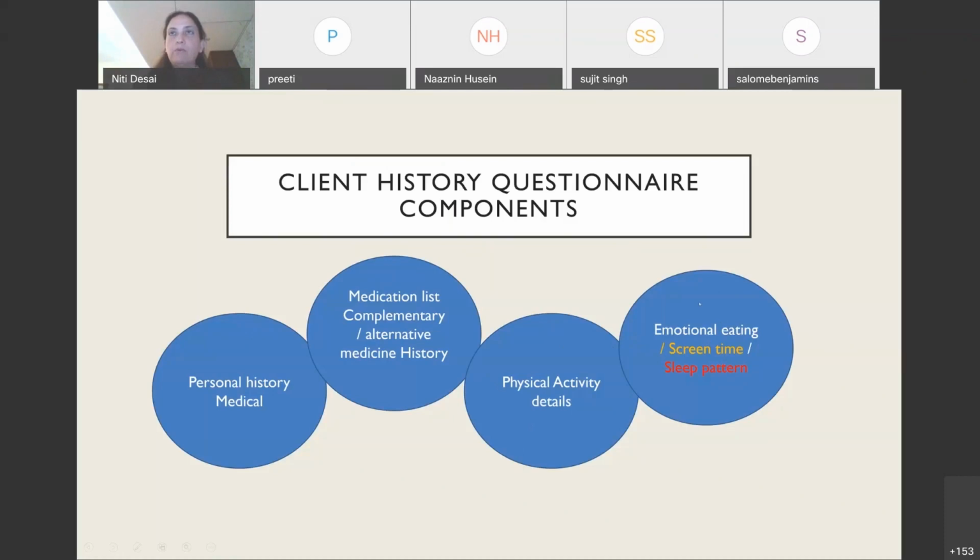The other three components: whether there is emotional eating, and these two new components which have come in are extremely important: the screen time spent and also the sleep pattern, which I think have become even more important in this lockdown period, where things have just gone haywire for lots and lots of people.